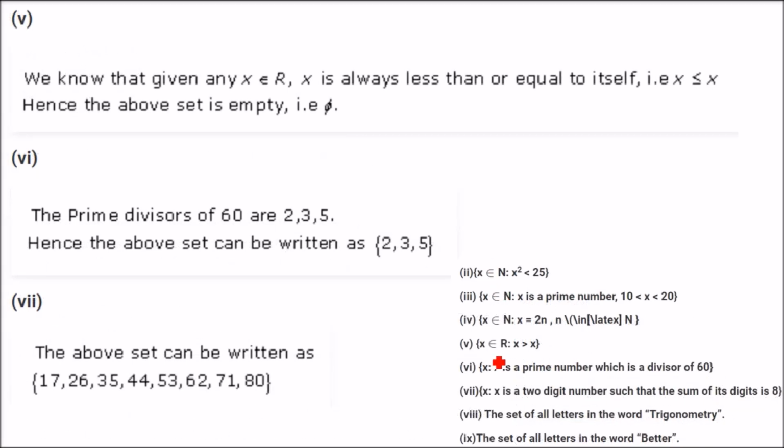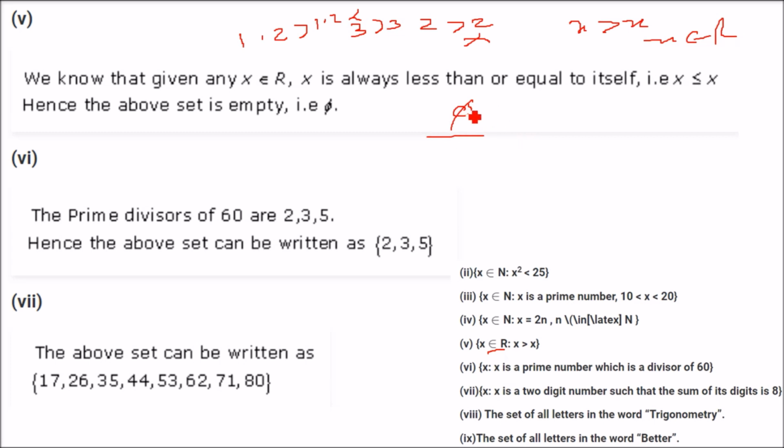Next is: x belongs to R and x is greater than x. So x is greater than x and x belongs to the real numbers. But if you take any number, say 2, is 2 greater than 2? No. Is 3 greater than 3, or say 1.2 greater than 1.2? No. So we have nothing here. The set is an empty set. Actually, it's not a set, it's empty. There is nothing going to come.